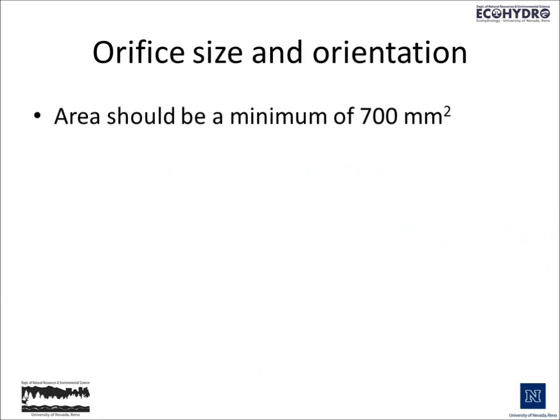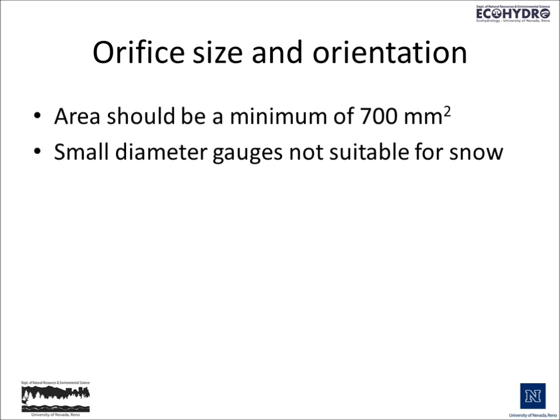Orifice size and orientation is also very important. The area should be a minimum of about 700 millimeters squared. Small diameter gauges really aren't suitable for snow. However, one of the things that makes this a useful point to consider is that remember that not only are small diameters not suitable for snow, but many gauges actually do not have the capacity to measure snow because snow freezes in the orifice and can't pass through, and it might be a place where snow sloughs off or is blown away as it sits there and accumulates.